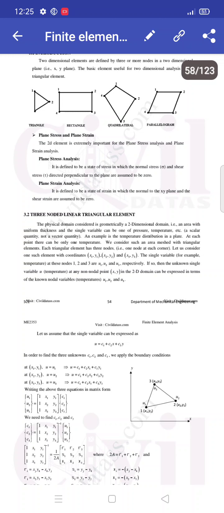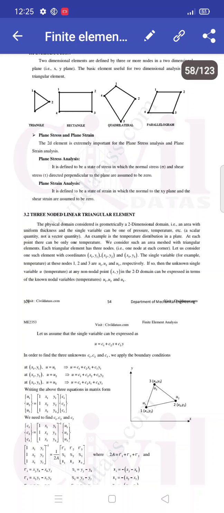Plane stress analysis is defined as the state of stress in which the normal stress and shear stress perpendicular to the plane are assumed to be zero. Plane strain analysis is defined as the state of strain in which the strain normal to the xy plane and the shear strain are assumed to be zero.